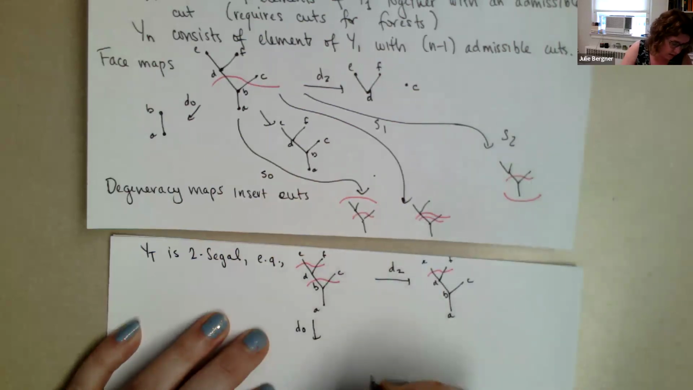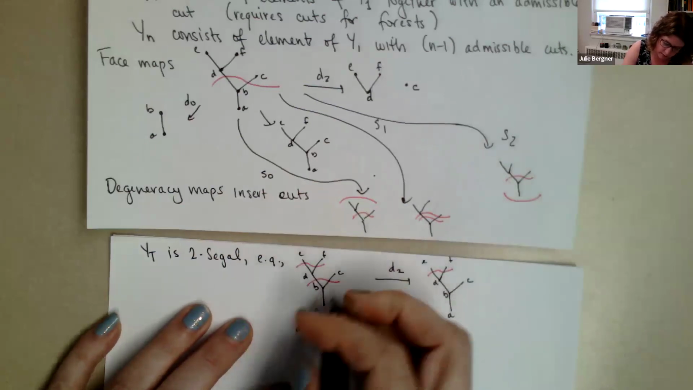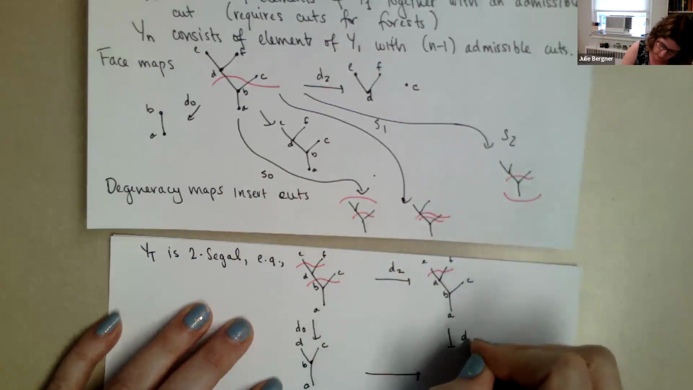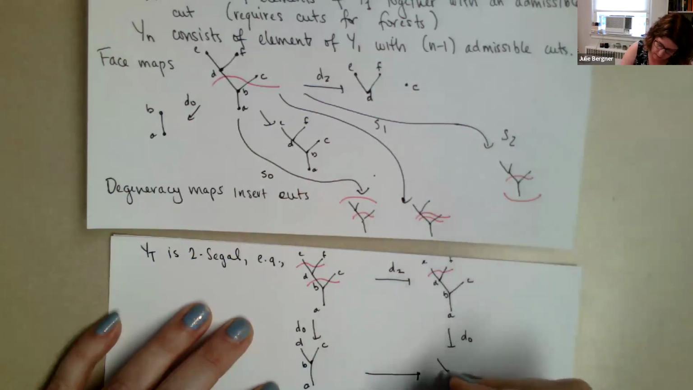D0, as before, would just throw out, well, in this case, the E and the F. Just throw out everything at the top of the graph. And then when you look, D0 here is going to throw out above the cut.